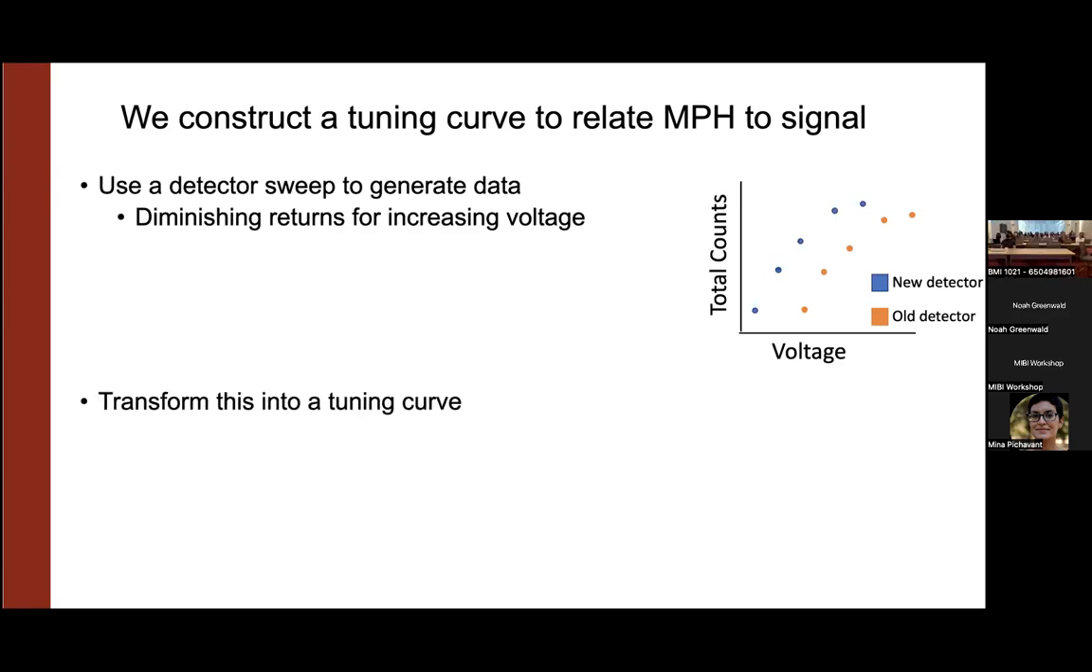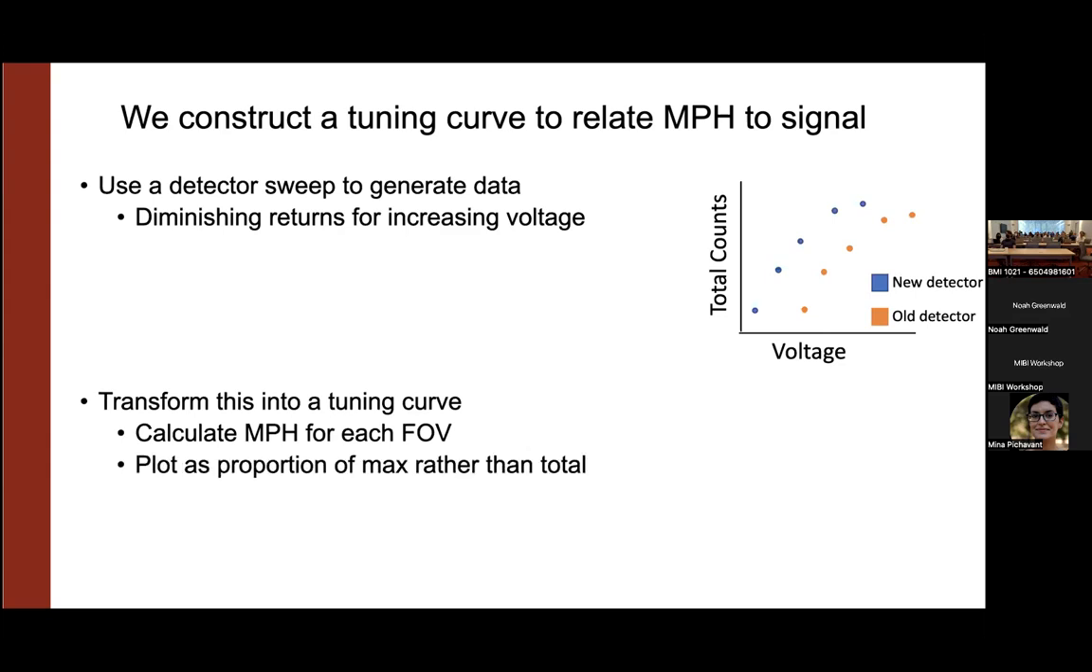So this is a voltage versus total counts curve. But what we want is a tuning curve that's independent of the specific voltage, because we want to be able to use this for whatever the health of the detector is. So what we do is first calculate the median pulse height for each FOV. And so the x-axis is going to become MPH instead of voltage. And instead of just the total counts, what we're going to plot is a proportion of the max.